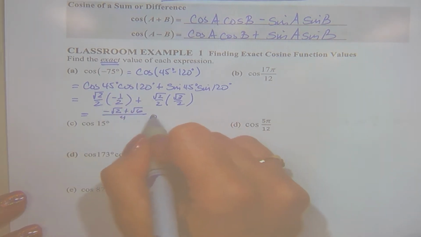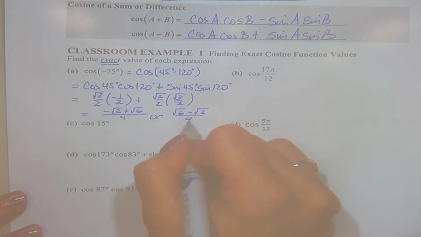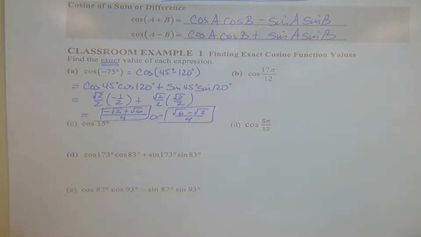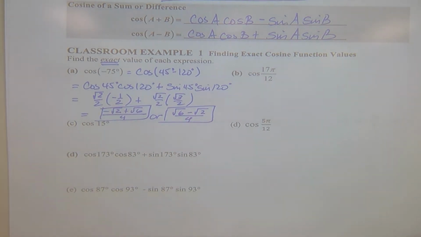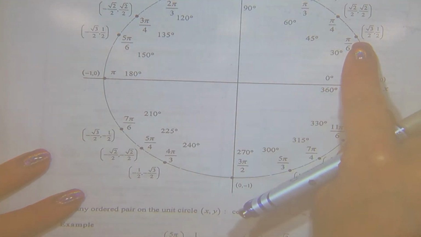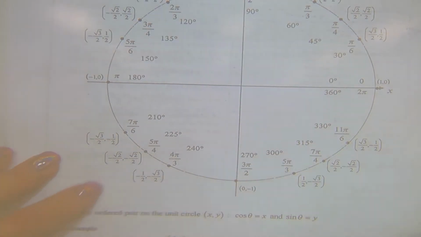When I multiply these together, I end up with negative square root 2 plus square root 6 over 4, or I can write it as square root 6 minus square root 2 over 4. Those are equivalent values, whether it bothers you to have that negative hanging out in front or not. All of these, just a hint, are going to look like that, because the only values on my unit circle for these special angles are square root 3 over 2, 1/2, square root 2 over 2, all the way around, positive or negative.